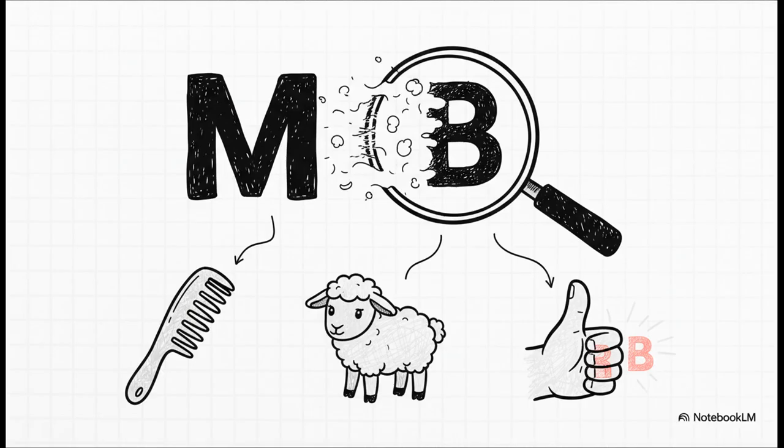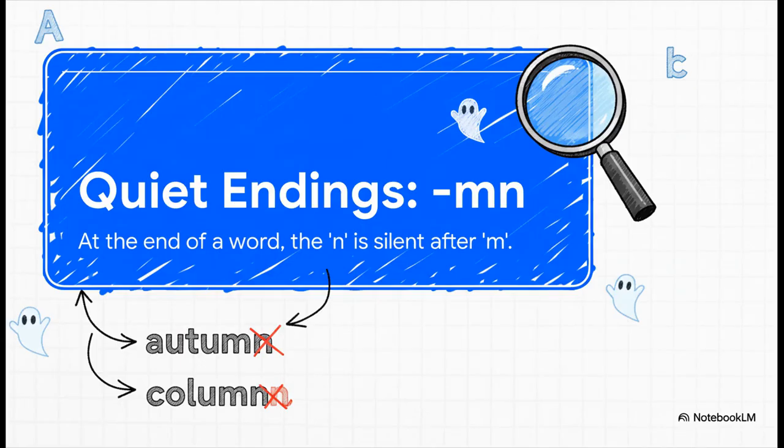In every single one of these, that B is just for looks. It's a little historical clue to the word's past. And here's its partner in crime, the M ending. You guessed it, the rule is just as simple. When you see MN at the very end of a word, that N just decides to take a vacation. It's seen, but it's definitely not heard.